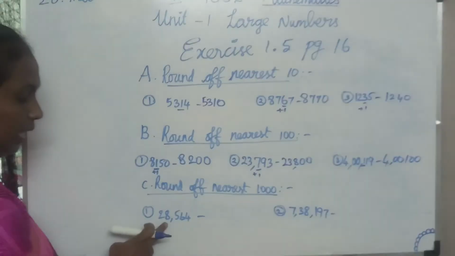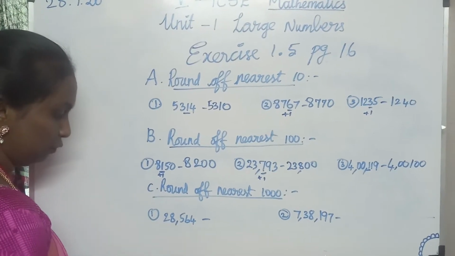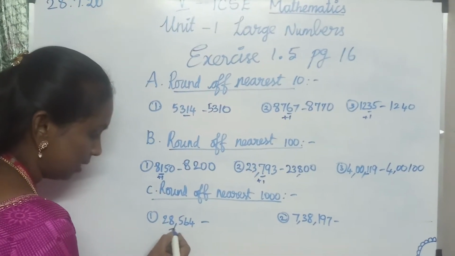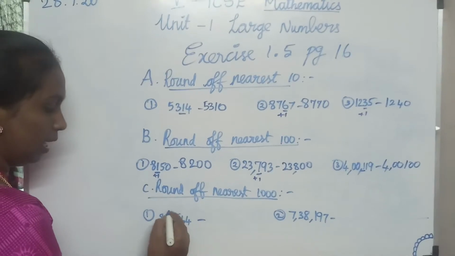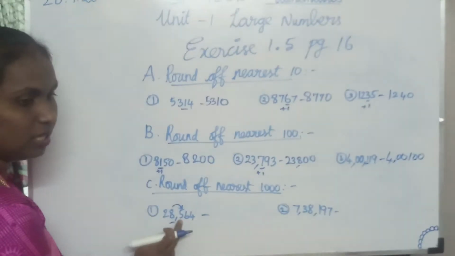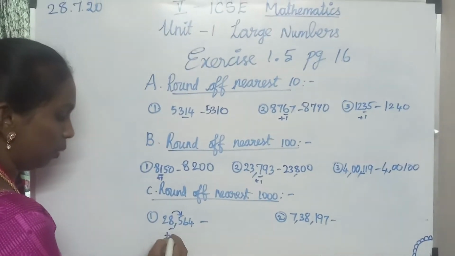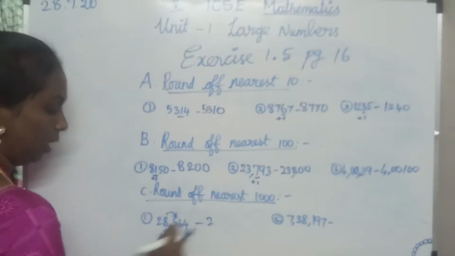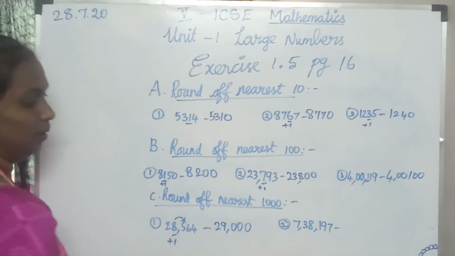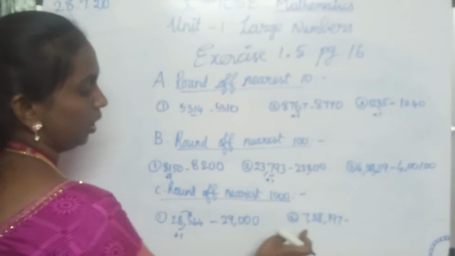See the question, 28,564. Which place value are we going to change? Underline this 1000. See the hundreds place value. Here the hundreds place value is 5. So we need to add 1 with this. So 28,000 has now become 29,000. Coming to the second question.